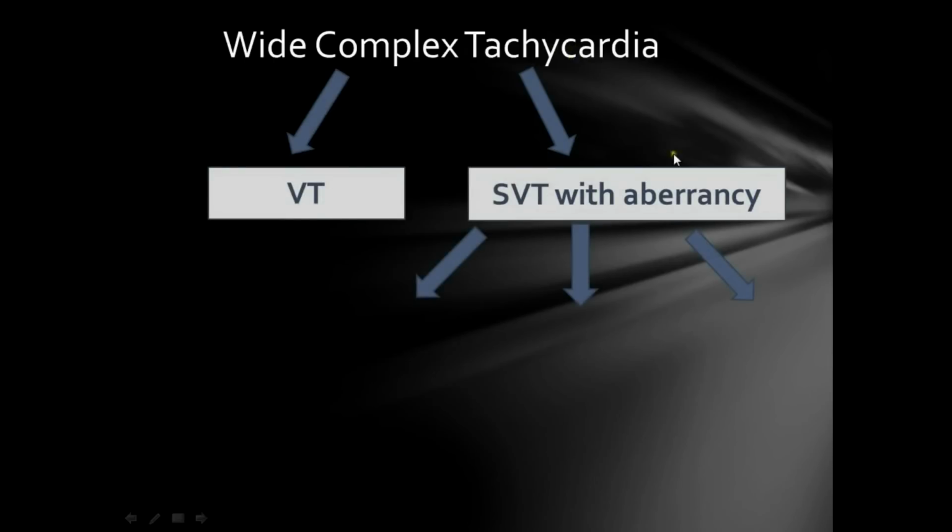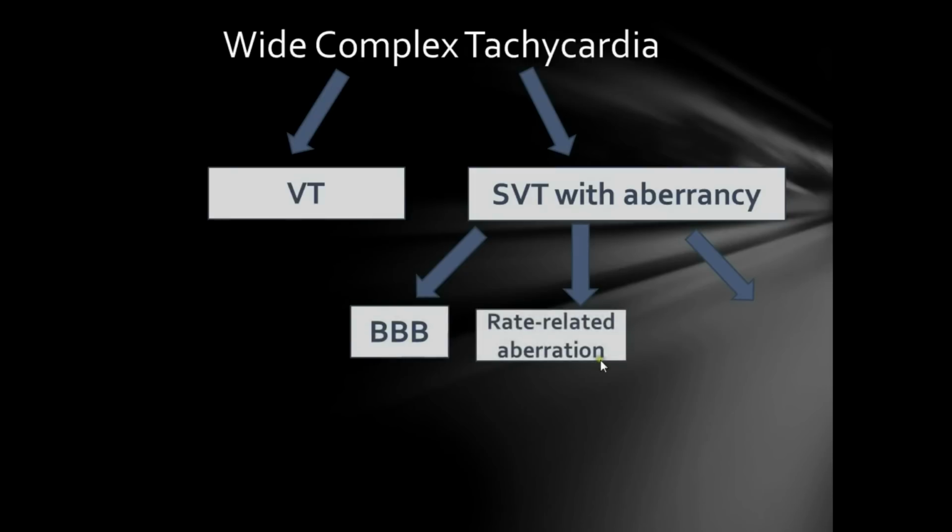And what aberrancy, or aberrant conduction, means is that the supraventricular impulse is delayed or blocked at the level of the bundle branches or at the level of the distal Purkinje system, resulting in a wide abnormal QRS complex. And aberrancy could be due to any of the following. It could be due to a pre-existing bundle branch block, giving a wide QRS complex. It could be a rate-related aberration, which is a functional bundle branch block.